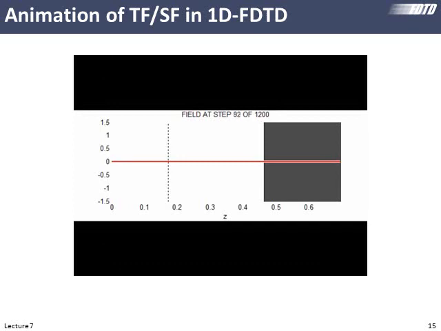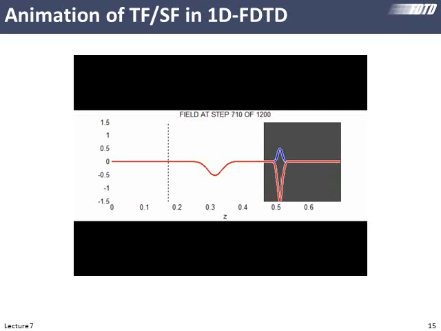So here's a movie of a simple total field scattered field. What we see is we're launching a one-way source. This is a rather slow simulation. We get nothing traveling backward, but we generate a pulse which contains all the frequencies that we're interested in. It's quick enough. But we generate a one-way pulse.